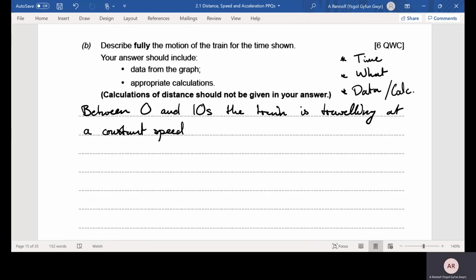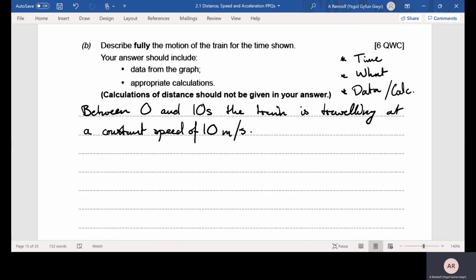So that's me having dealt with the time and what's happening. Now I need data. Pretty simple thing here. What is the constant speed it's traveling at? 10 meters per second from the graph. Sorry, I should say constant speed of 10 meters per second. Okay, that's part one dealt with.